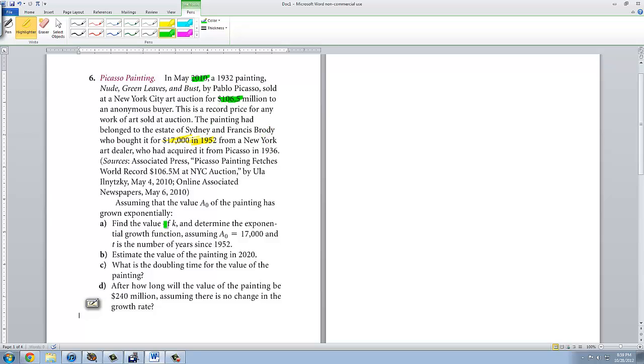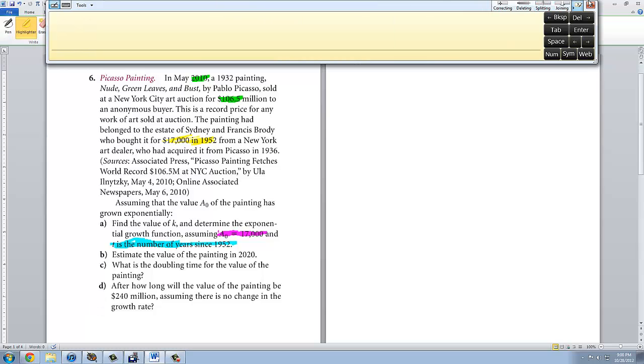Okay. Now, for part A, you'll notice that they give you some information that is very important. T is the number of years since 1952. That is very important because you have to know where time starts for these problems. In this case, it's 1952. They also told you that a sub 0 is equal to 17,000. This is not information you necessarily need, actually. They give it to you, but you don't necessarily need it.